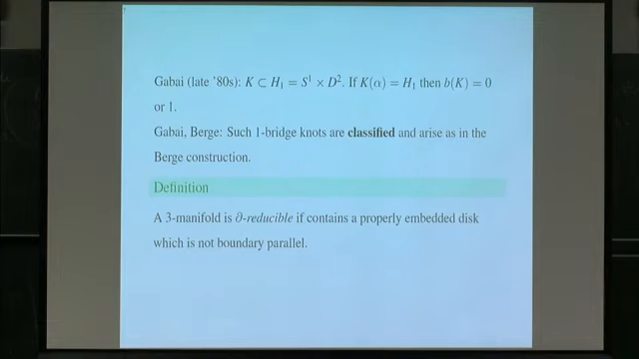So that's kind of the theme. You bound the bridge number and then you classify the knots with that property once you know they're one bridge knots or something. You have a bound on the bridge number. More generally, I want to talk about surgeries giving you boundary reducible manifolds. And so a three manifold is boundary reducible if it contains a properly embedded disk which is not boundary parallel.